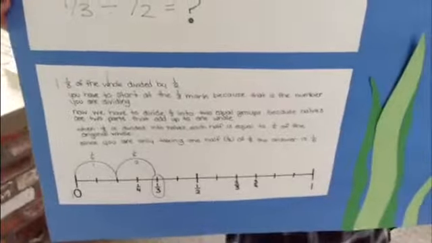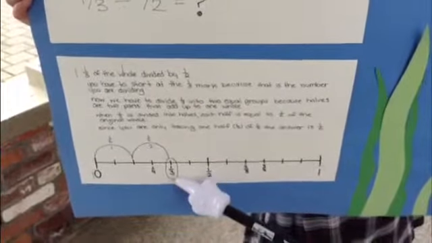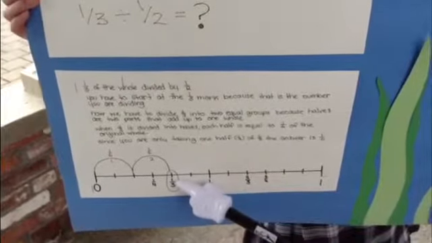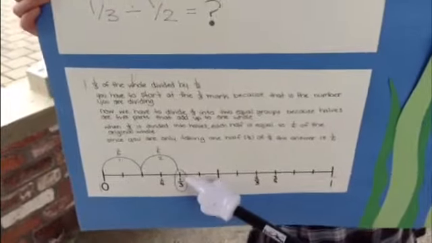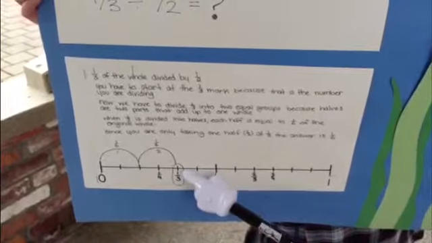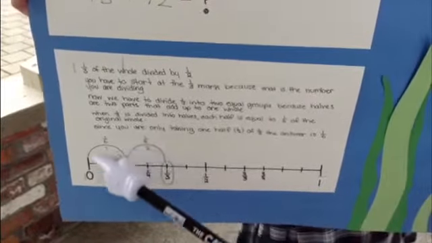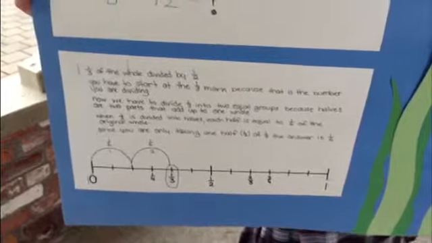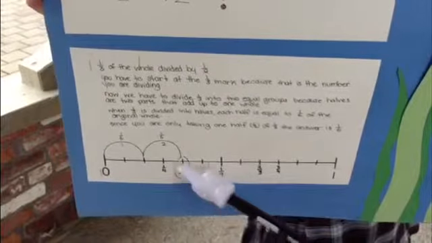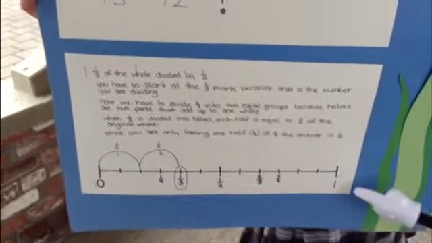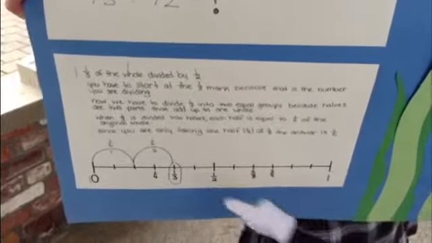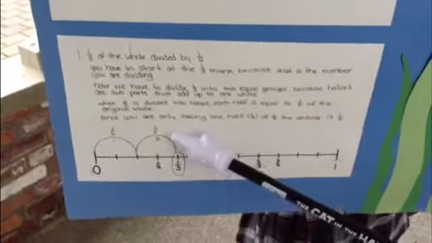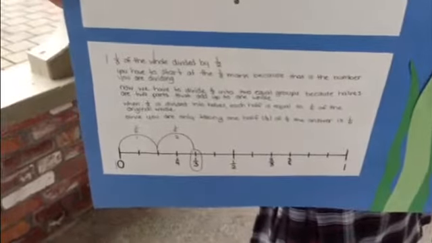1/3 of the whole divided by 1/2. You have to start at the 1/3 mark because that is the number you are dividing. Now we have to divide 1/3 into 2 equal groups because halves are 2 parts that add up to 1 whole. Then 1/3 is divided into halves. Each half is equal to 1/6 of the original whole. Since you are only taking 1/2 of the 1/3, the answer is 1/6. So Yolanda used 1/6 of the bottle of makeup remover last night.